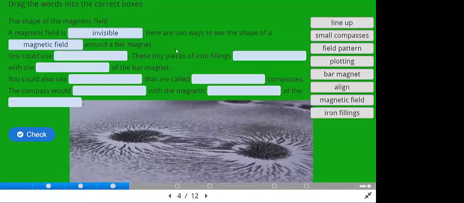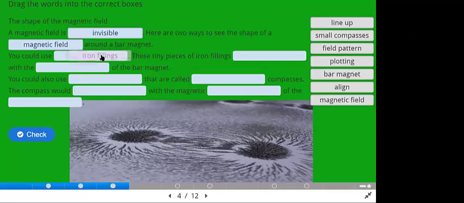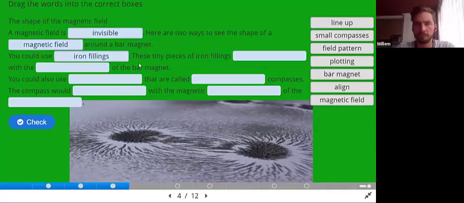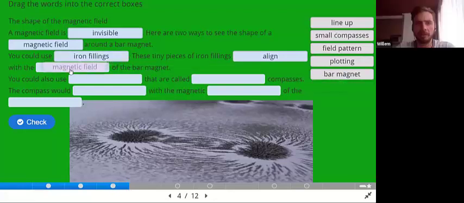Next sentence. Iron filings. Okay, can you read the full sentence? You could use iron filings. These tiny pieces of iron filings align with the magnetic field of a bar magnet.